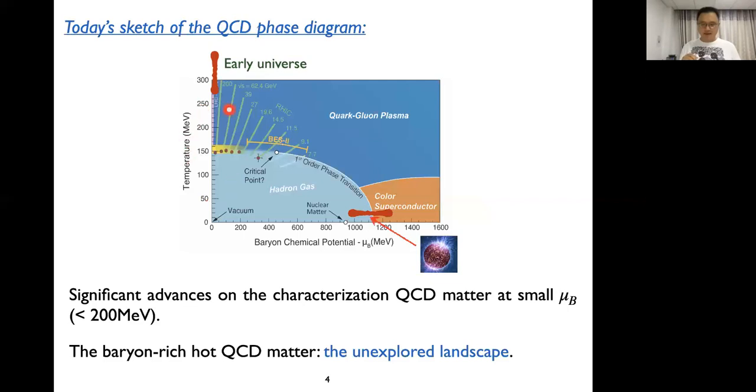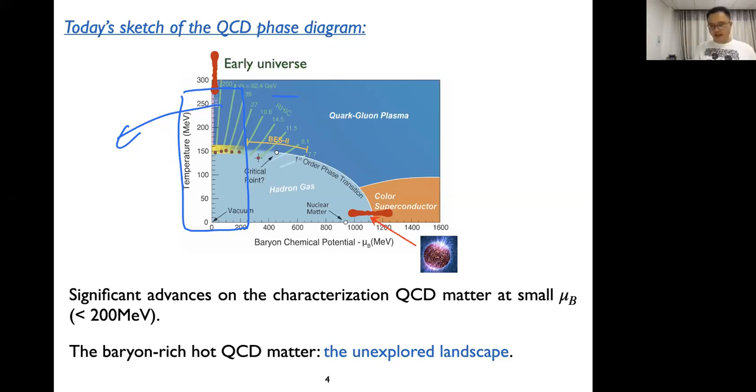But if I want to make a very long story short, I would say that if you go to the very small baryon chemical potential region, say baryon chemical potential smaller than 200 MeV, roughly corresponding to this region of the phase diagram, I think we made significant advances. For example, we know that the quark-gluon plasma in this region behaves as a liquid with an extraordinarily small specific viscosity, and also this is the region where first principle lattice calculation is applicable.